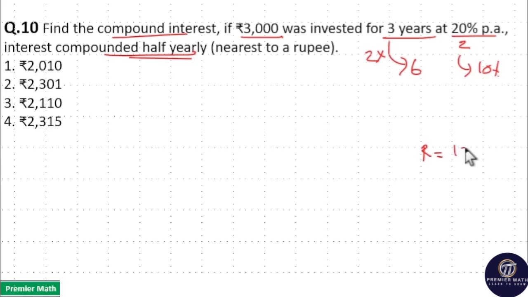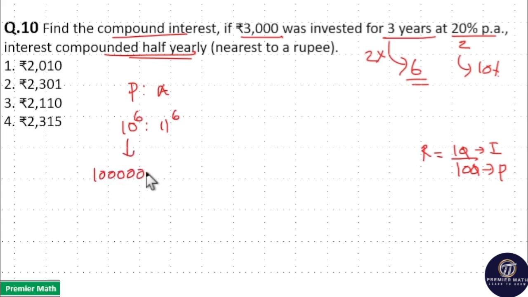So rate is equal to 10% means if 10 part is the principal, then 1 part is the interest generated out of it. Now take the principal and amount ratio. Principal is 10 part and amount is 10 plus 1, 11 part. Now total number of terms is 6. So take 10 raised to 6 and 11 raised to 6 ratio. Here 10 raised to 6 is equal to 10 lakh and 11 raised to 6 means 11 cube is equal to 1331.